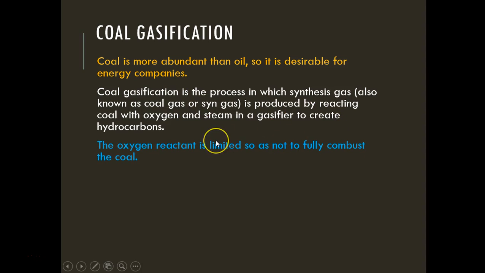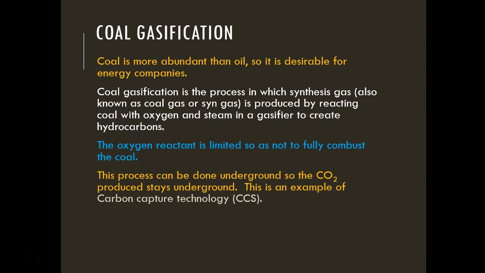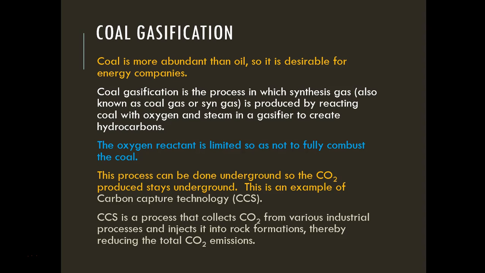The oxygen reactant that is used to gasify the coal is always in limited proportion, so that we don't fully combust the coal. Basically, the gasification process partially combusts the coal. And the process can be done underground so that the carbon dioxide that is produced in the process can stay underground. Now, this is an example of carbon capture technology, which stands for carbon capture sequestration, abbreviated CCS. CCS is a process that collects carbon dioxide from various industrial processes and injects it into rock formations. So it doesn't end up in the atmosphere, it goes into the ground.